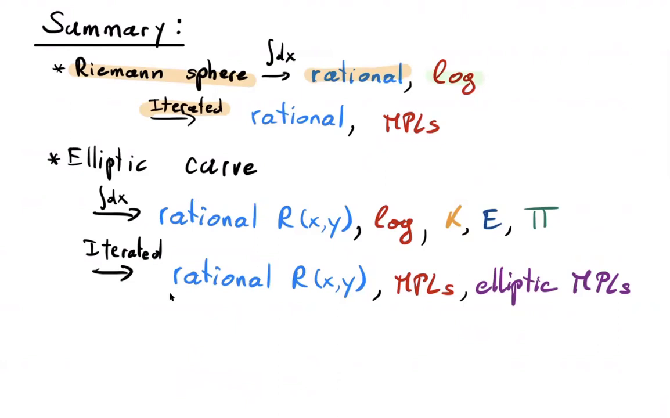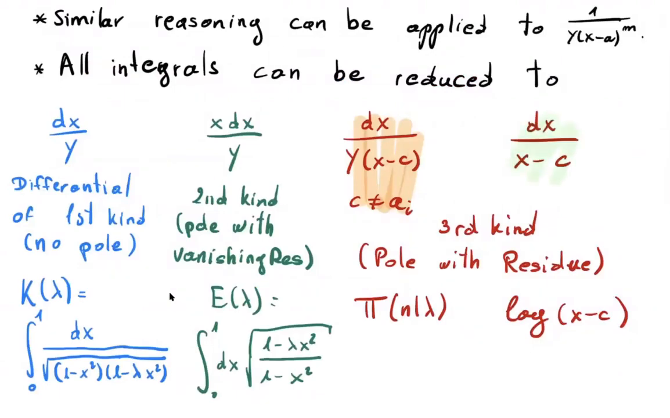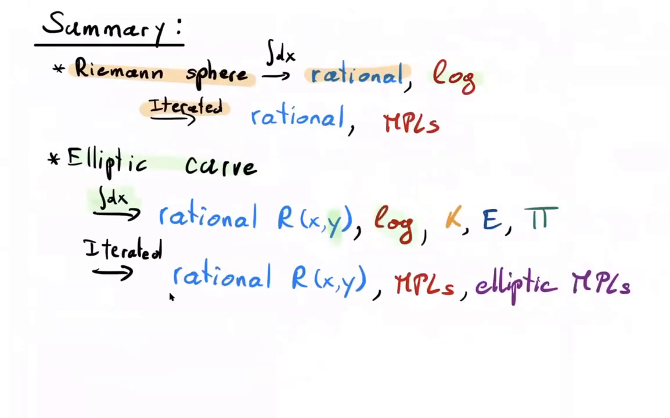If you play the same game now for an elliptic curve, you start from a rational function on the elliptic curve, you do the integral. You get rational functions, but now rational means that it also depends on y, right? Rational means a rational function on the elliptic curve, so it has x and a square root. And then you get logs, which are the result of this guy here. Then you have the elliptic integrals of the first, second, and third kind.